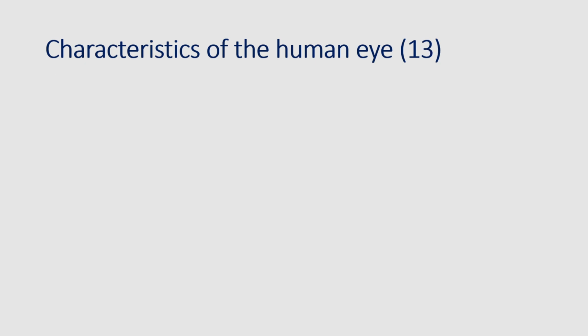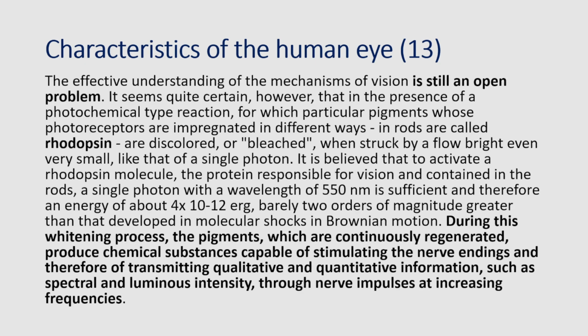Characteristics of the human eye, 13. The effective understanding of the mechanisms of vision is still an open problem. It seems quite certain, however, that there is a photochemical type reaction, for which particular pigments, with which the photoreceptors are impregnated in different ways, called rhodopsin in the rods, are discolored, or bleached, when struck by a bright flow, even very small, like that of a single photon.